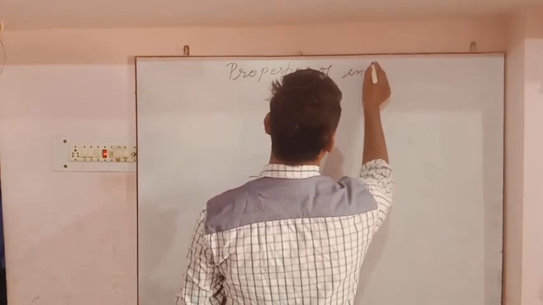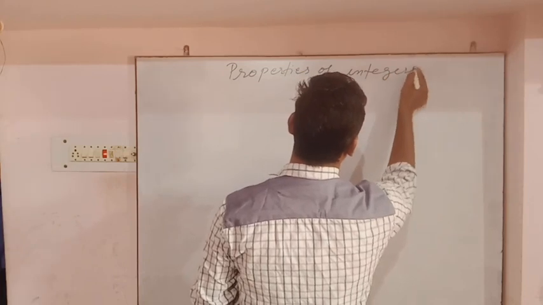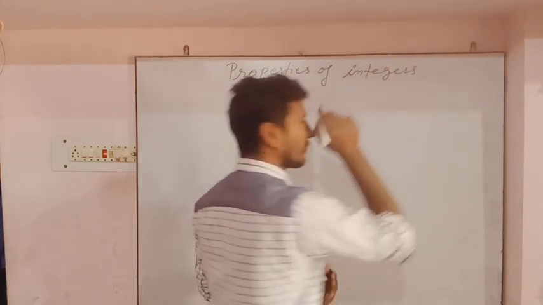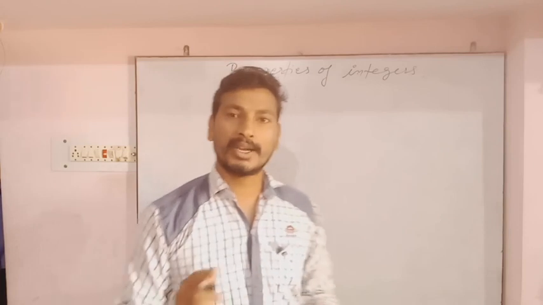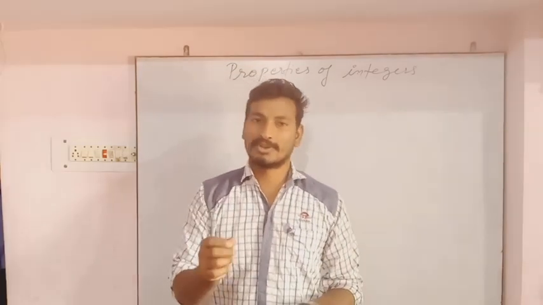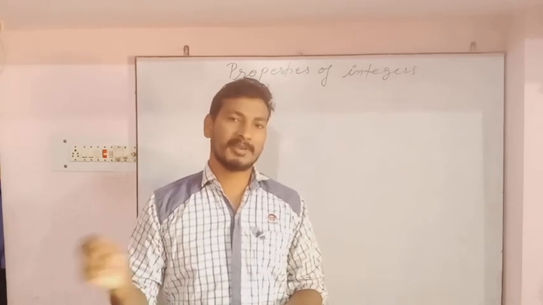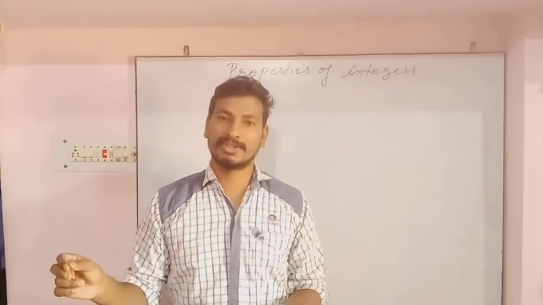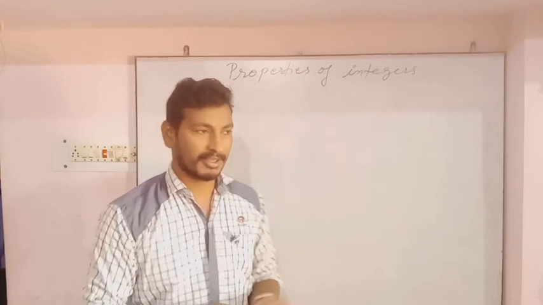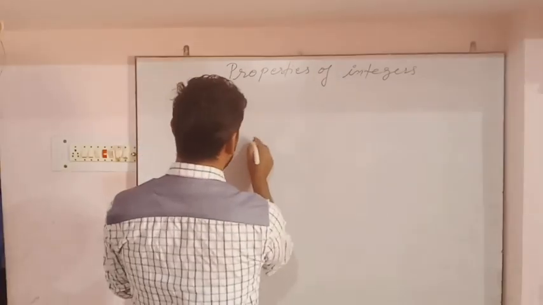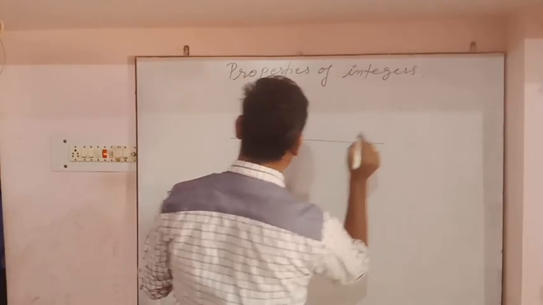Properties of integers. Very first, what is an integer? The combination of positive and negative numbers along with 0 is called integers. We can understand this by this number line.